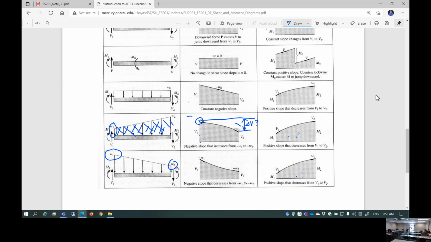I have a question. Go ahead. So for your third example. Third example. Yes?